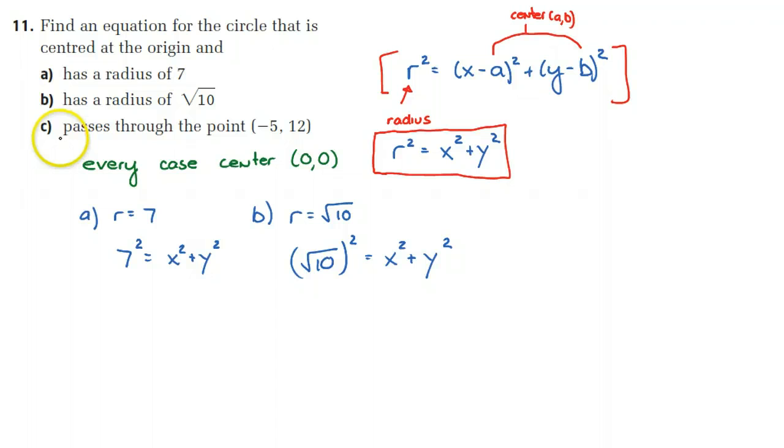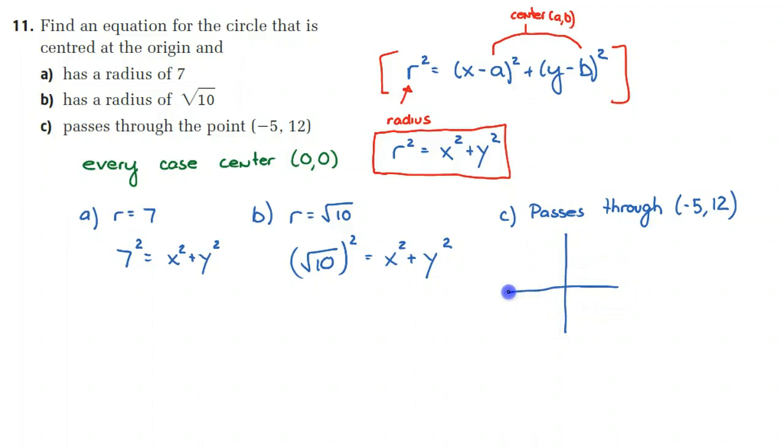If it passes through the point negative 5, 12, the challenge here is that we don't actually have the radius. So if we draw a little diagram, we know the center is at 0, 0, and it passes through negative 5, 12, which let's say is up there. That means that if we find the distance from negative 5, 12 to the origin, that's going to give me the radius of this circle.